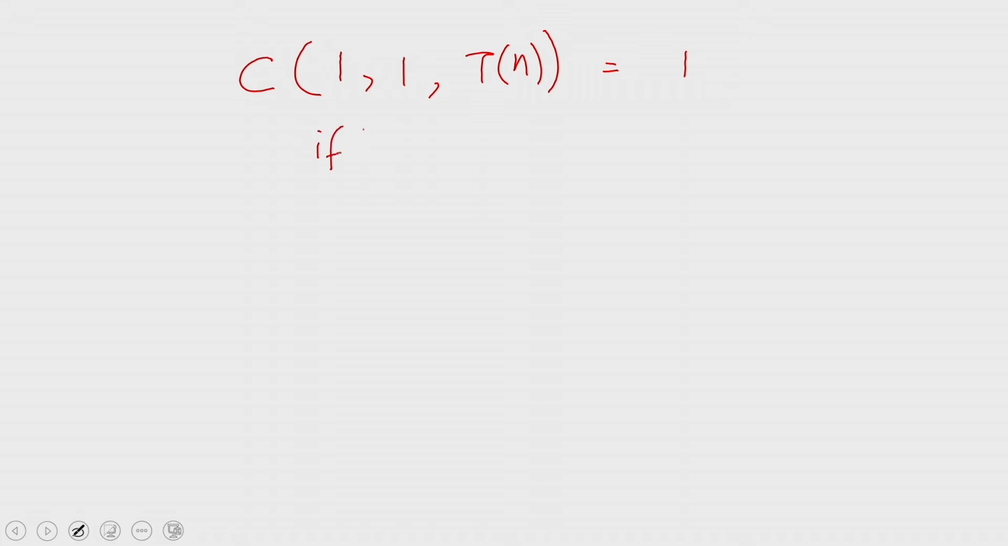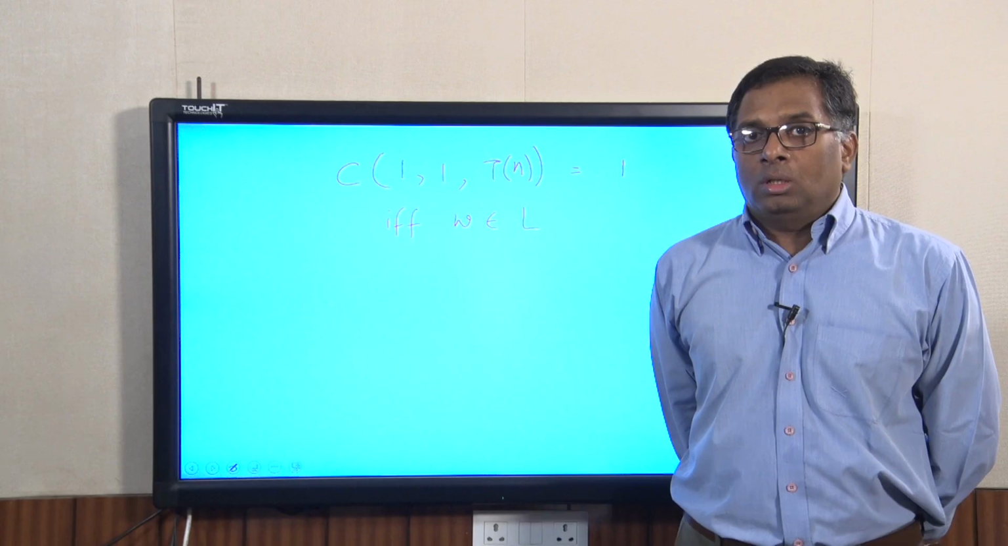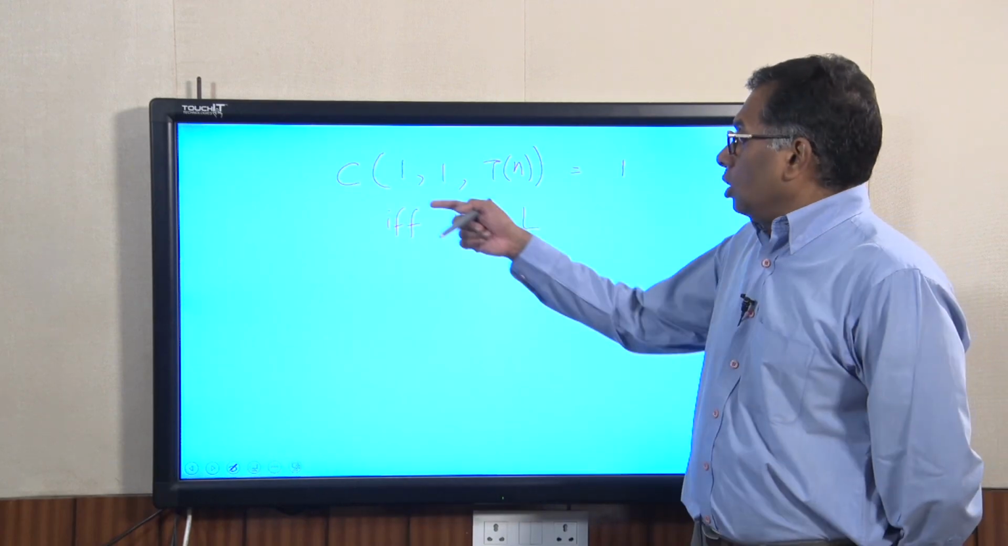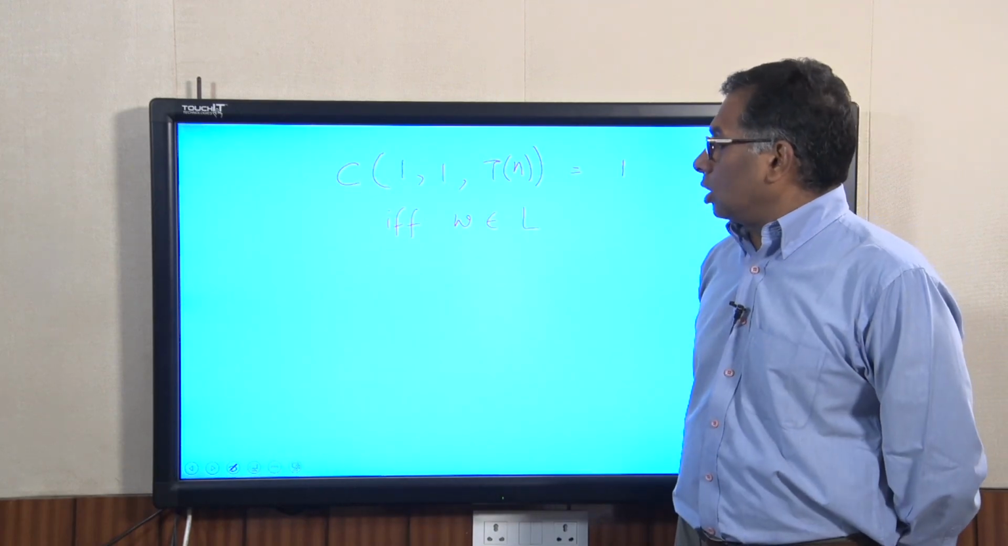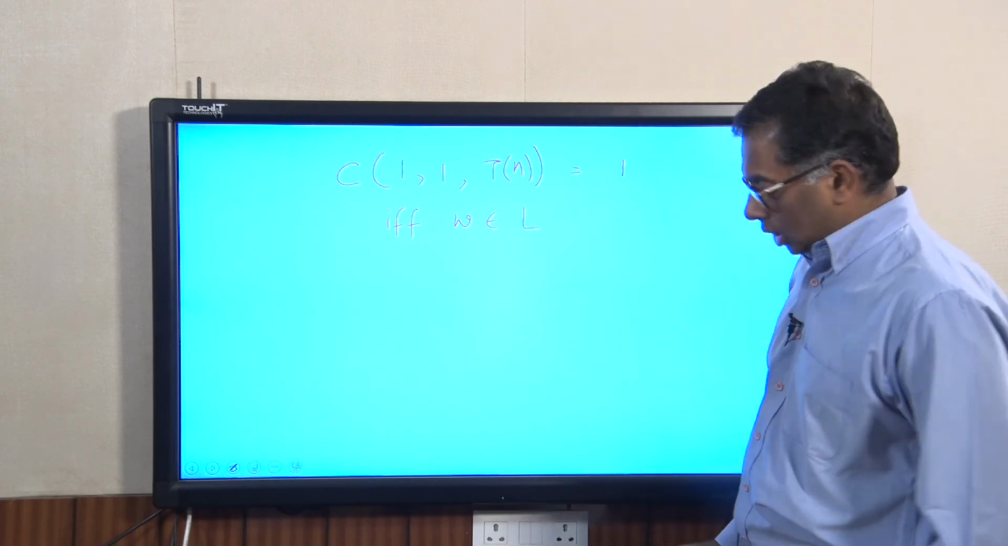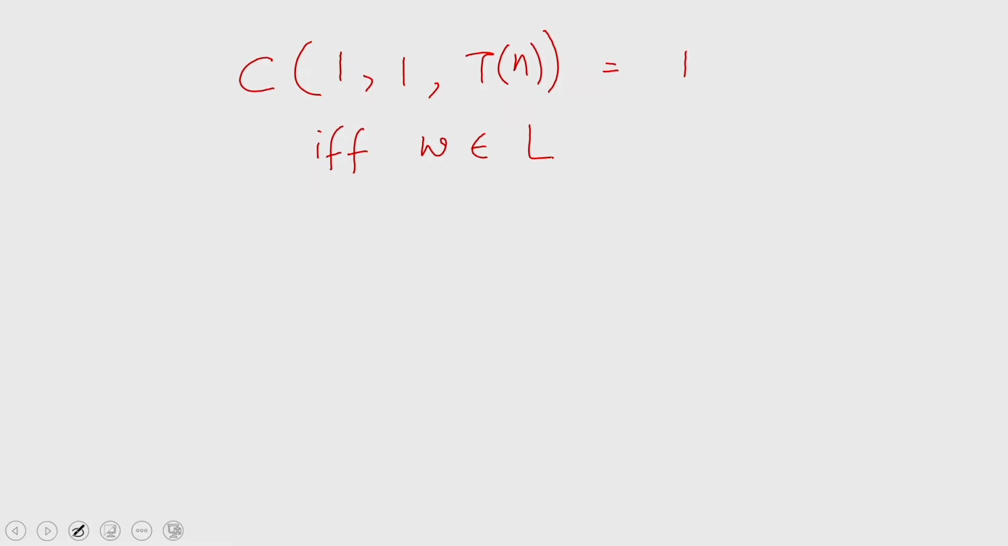This is if and only if W belongs to L. So, if you manage to connect up the signal points in such a way that the signals all satisfy the intended meaning, then we only have to check whether C11 t of n is 1. Okay, now let us see how the circuit can be laid out.